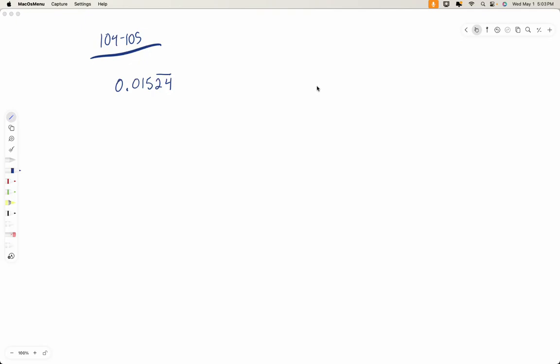So I'm going to show you how to do this. This is not super complicated. It's all about shifting decimals, and then it's just subtraction from there. So we've got this number that we need to write as a fraction from lesson 104, 105, right?